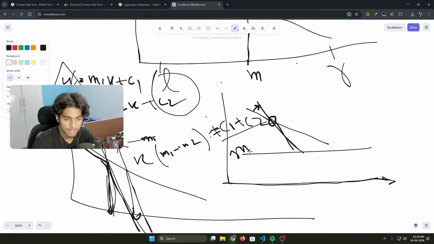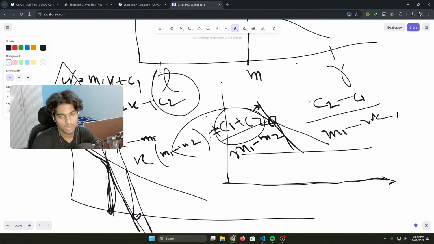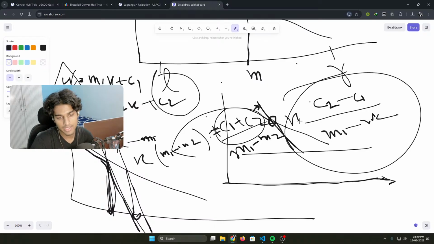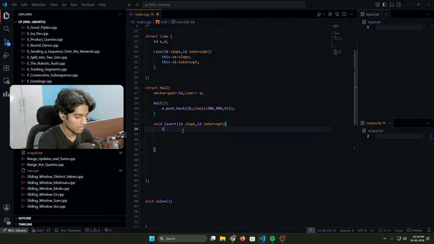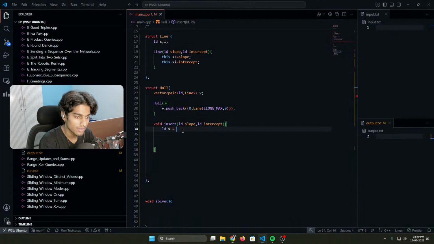We can send them here. So we have C2 minus C1. So we have this C2 minus C1 upon M1 minus M2. So this is going to give me the X, and this is exactly what I want, right? So X is basically C2 minus C1.